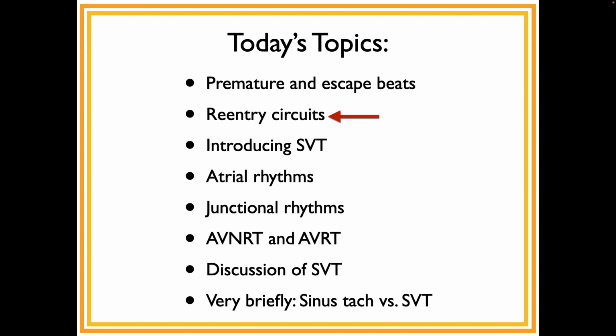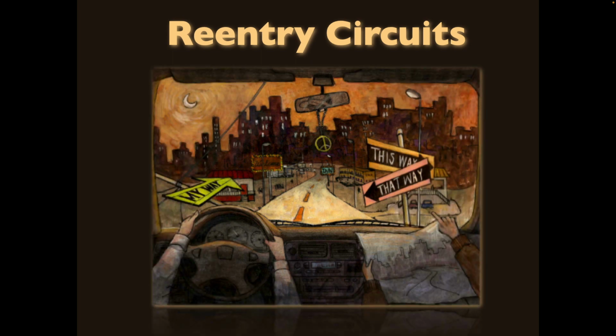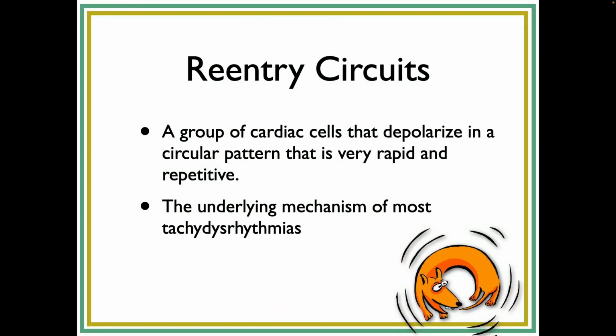So we'll go through re-entry circuits and then I think we'll take a little bit of a break. So, re-entry circuits. So, what are re-entry circuits? Re-entry circuits are a group of cardiac cells, and group is purposefully vague. It can be a little group, it can be a big group of cardiac cells that depolarize in a circular pattern that is rapid and repetitive.